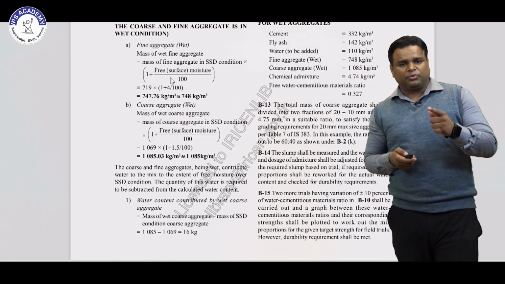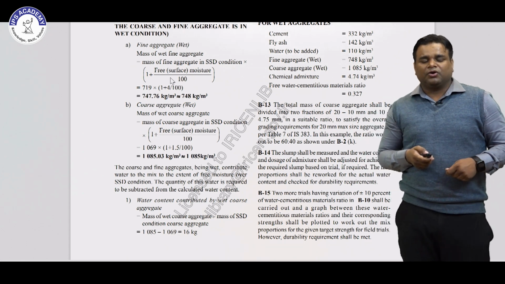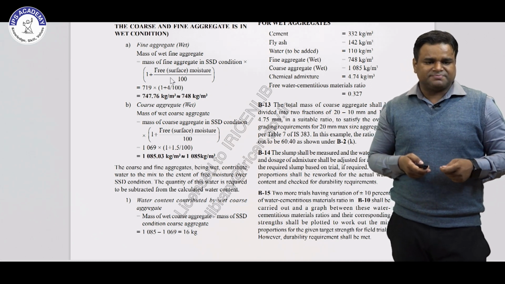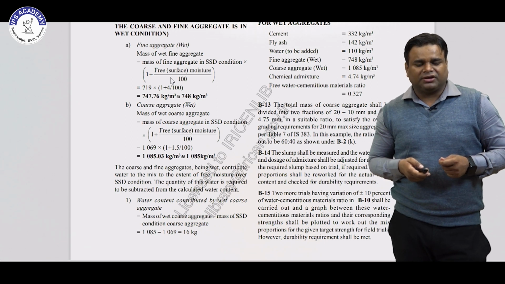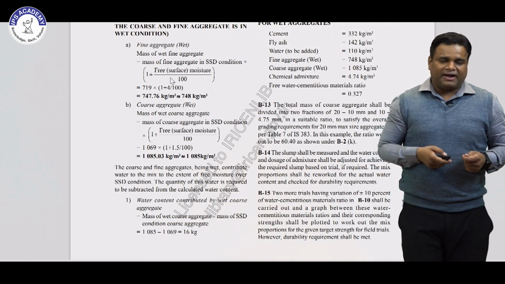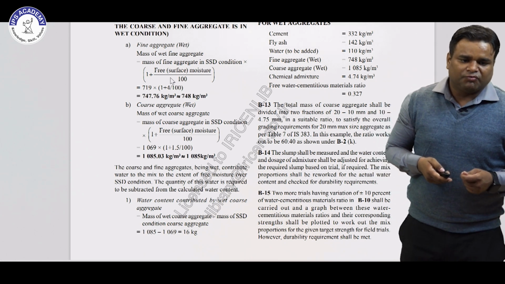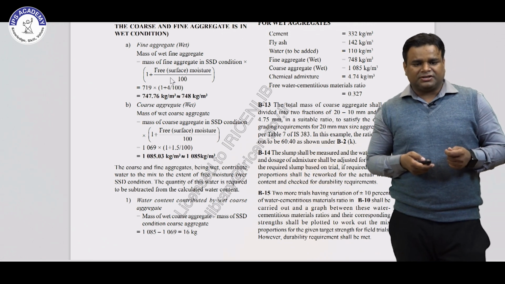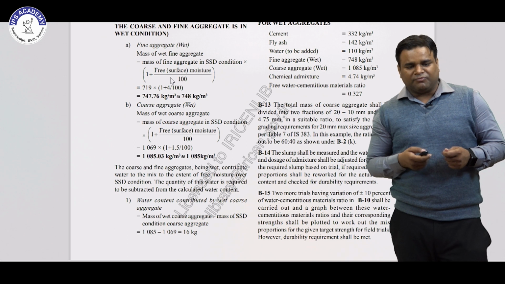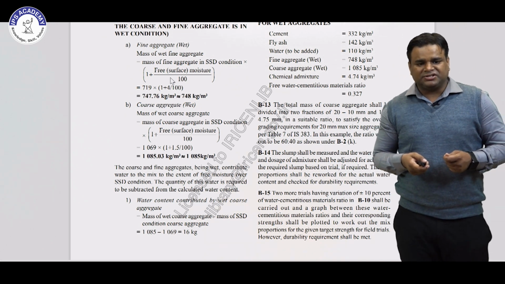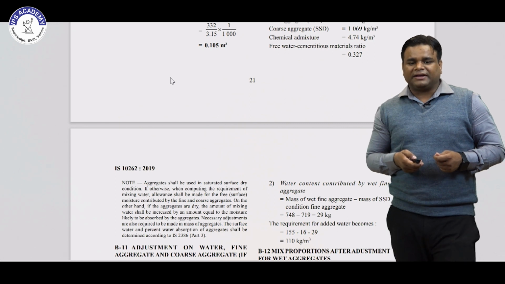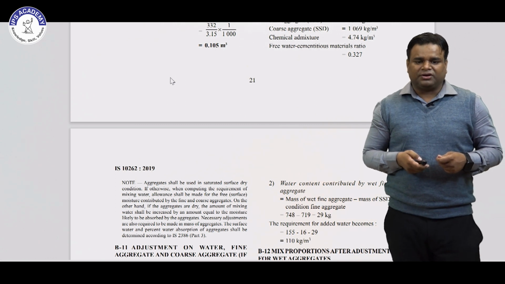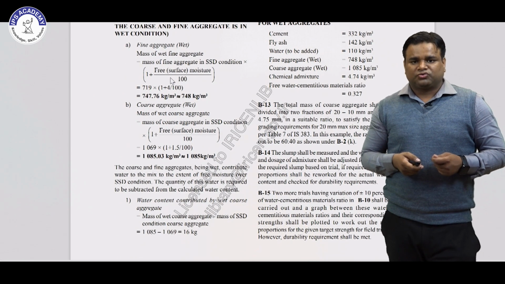After that we have to do the adjustment of water on fine aggregate and coarse aggregate. After getting the adjustment, we have 748 kg per meter cube for the fine aggregate and 1085 kg for the coarse aggregate. After subtracting from SSD condition, the mass of wet coarse aggregate, 16 kg for coarse aggregate and 29 kg for fine aggregate, is coming. So the final requirement is 155 minus 16 minus 29, which is 110 kg per meter cube.